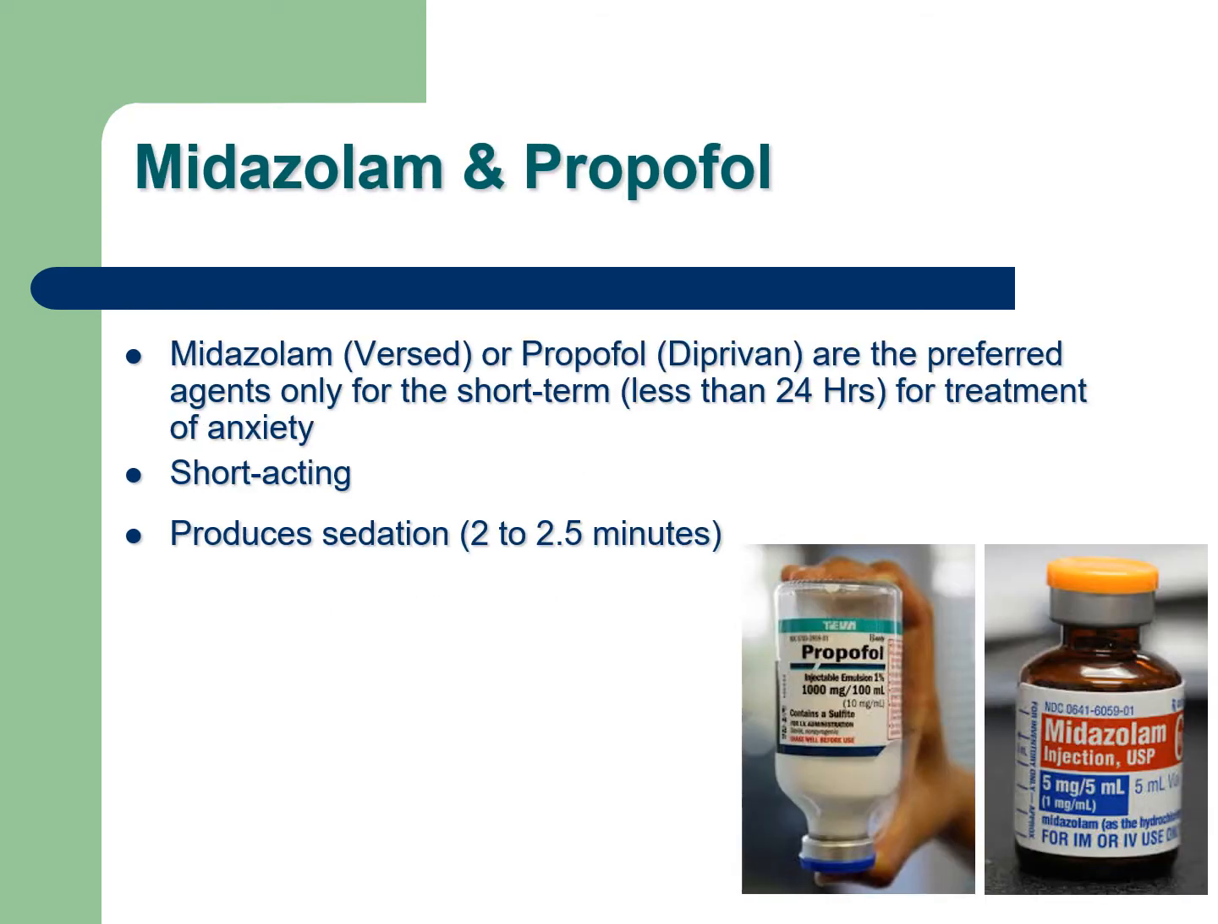I'm going to now cover two major drugs that are used in the ICU, which is Versed and Diprivan. Both of these agents are used for short-term use, that means less than 24 hours, for the treatment of anxiety. They have many benefits and they produce sedation in a very short period of time, in less than 3 minutes. They also have a quick reversal time, which makes them very good for weaning a patient from mechanical ventilation.